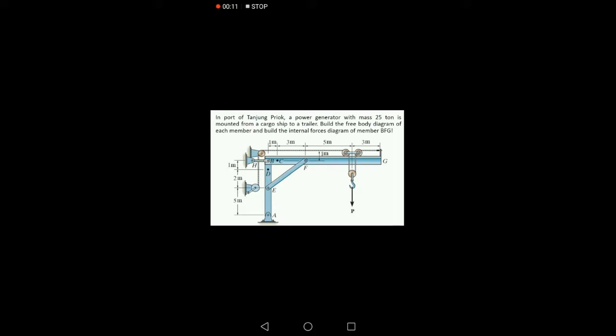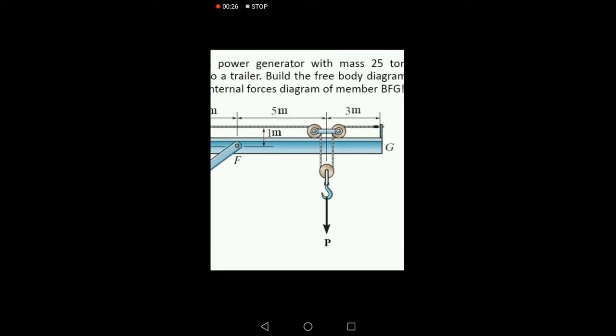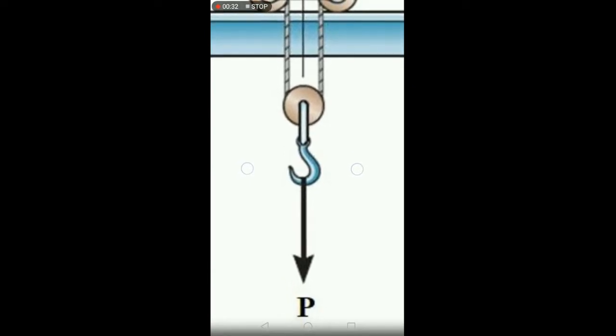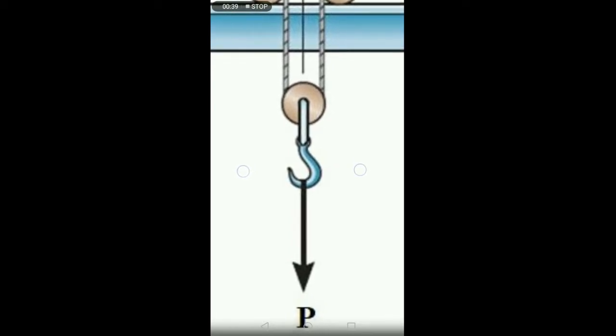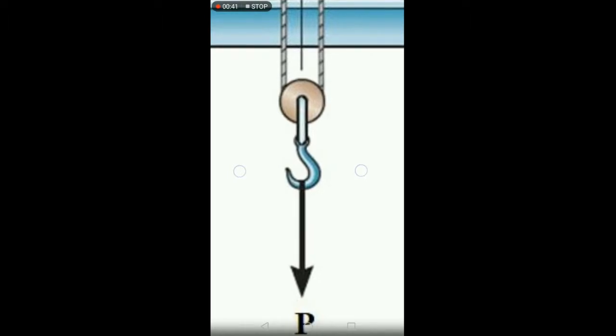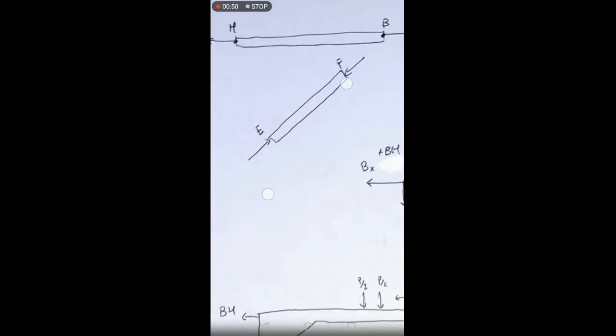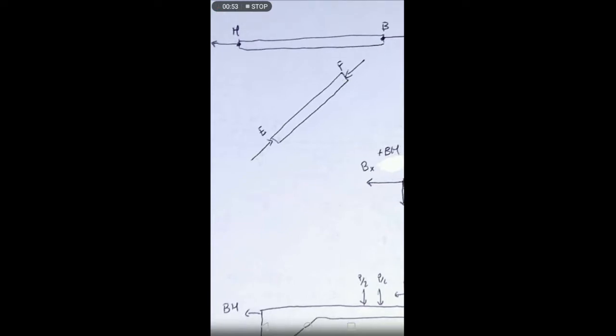The first question is to build the free body diagram of each member and build the internal forces diagram of member BFG. The first free body diagram will be this pulley with force P. P is pointing downwards, therefore the tension using sigma Fy would be P over 2 on each rope. The second free body diagram would be the member BH, which is under tension.